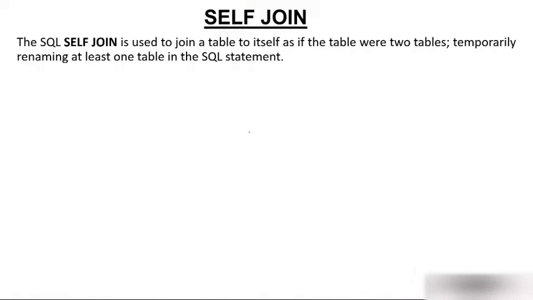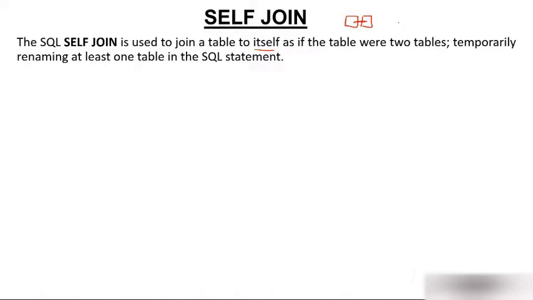The SQL Self Join is used to join a table to itself. Very important. Self means what? A table is joining to itself. This means a table is joining to itself.